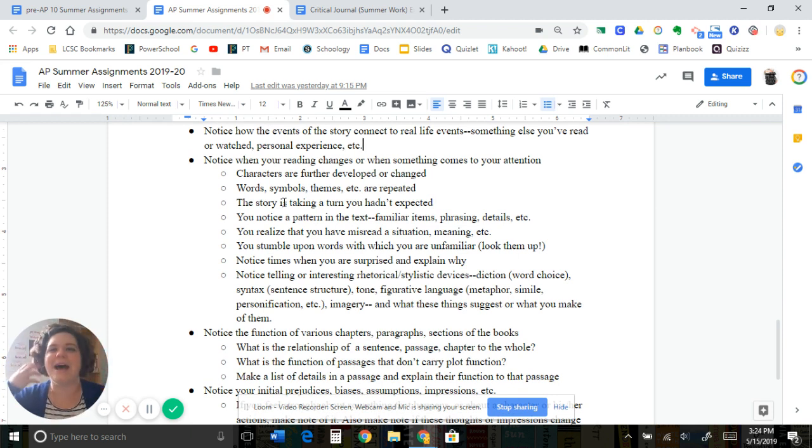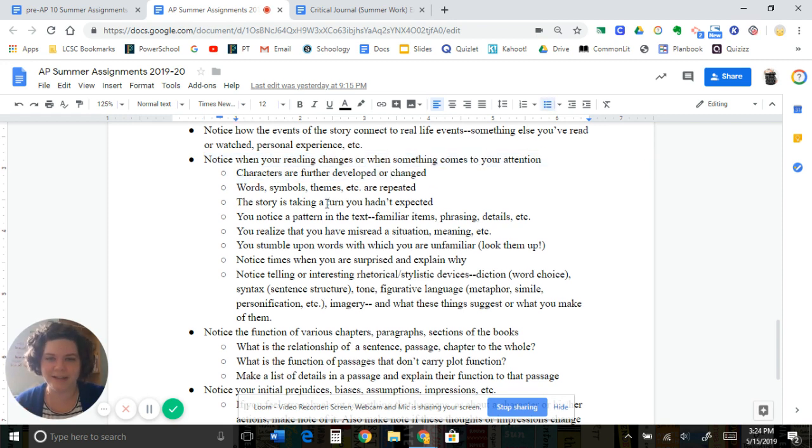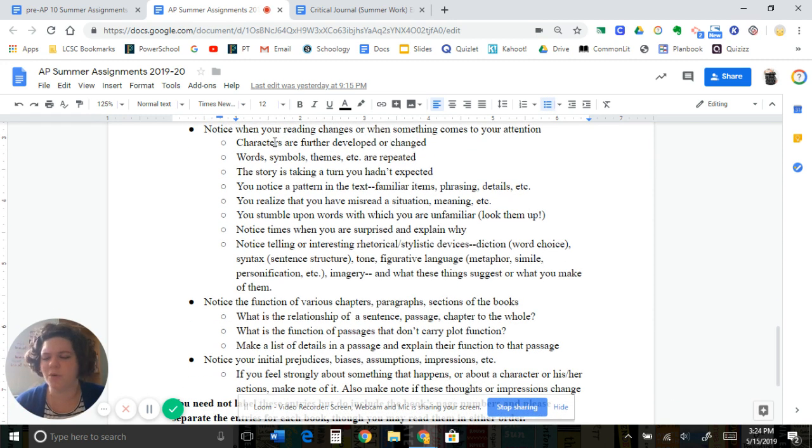So next up is a huge category, and this is kind of like all literary things you might notice. This is just noticing when your reading changes and when something comes to your attention. And I give you, again, a list of things. So characterization, or when characters change or develop more; words, themes, symbols that keep getting repeated in the text or that are starting to come up more than once. If the story takes a turn you hadn't expected, you notice a pattern in the text, or you realize you've misread a situation, maybe it would be interesting to read about how you had thought things were going and then how you realized later they weren't what you expected.